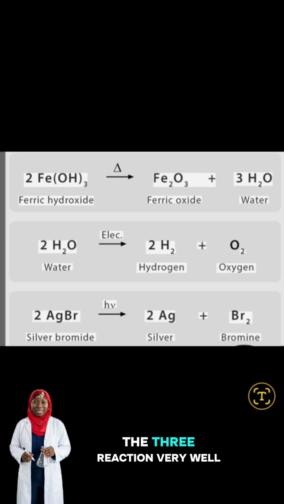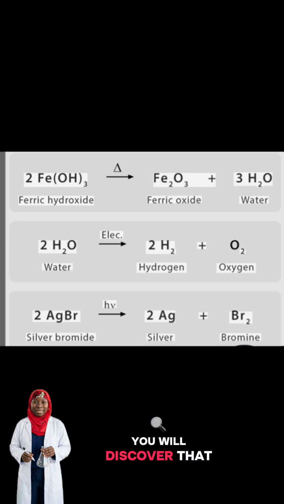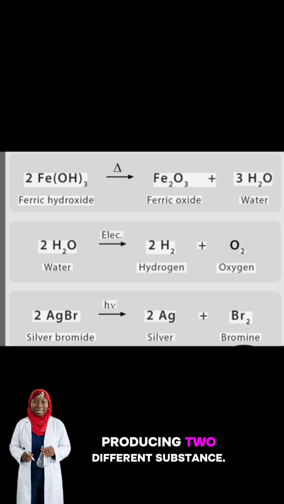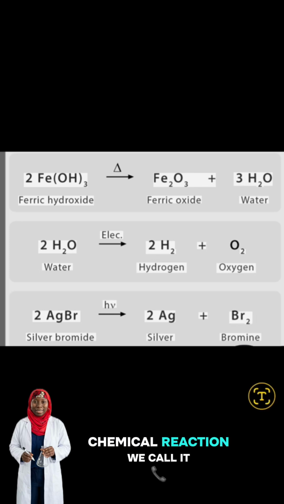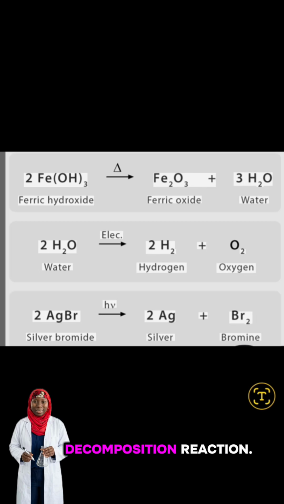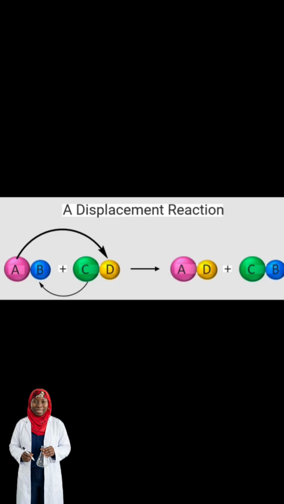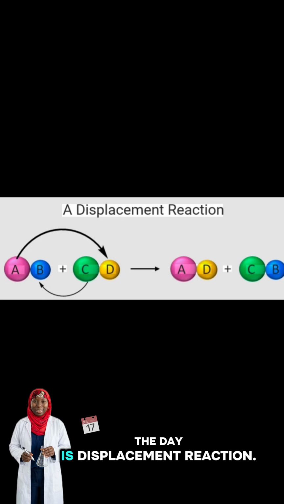If you look at the 3 reactions very well, you will discover that only one reactant is producing 2 different substances. So this kind of chemical reaction, we call it decomposition reaction. The last one for the day is displacement reaction.